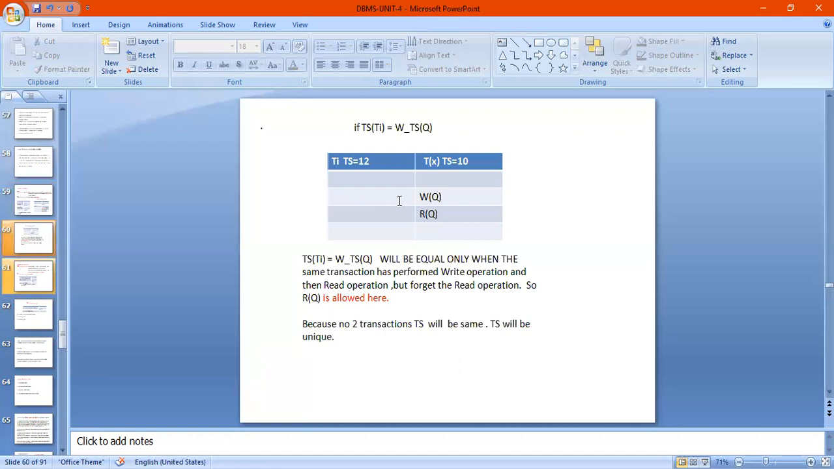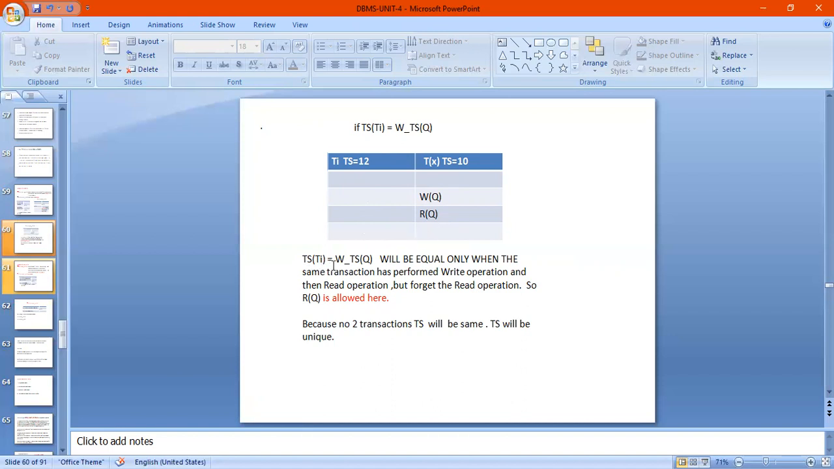Again, there is no operation in Ti at this instant, but in Tx there is write of Q. Again, in Ti there is no operation here. Again, there is read of Q. Both are no operations here.